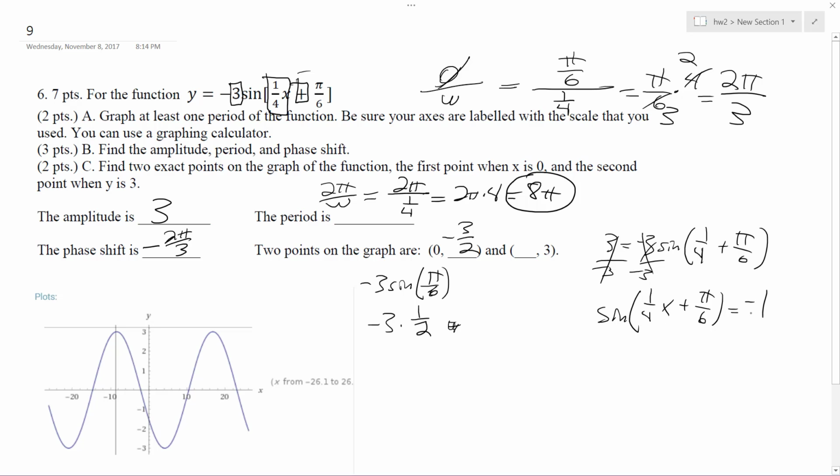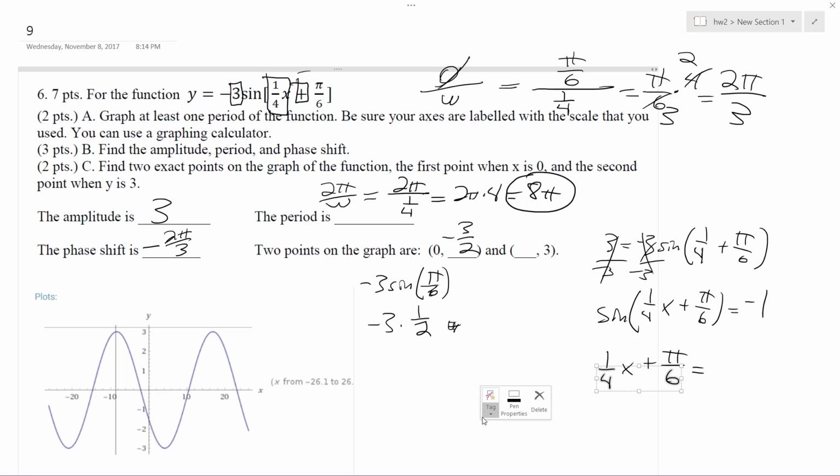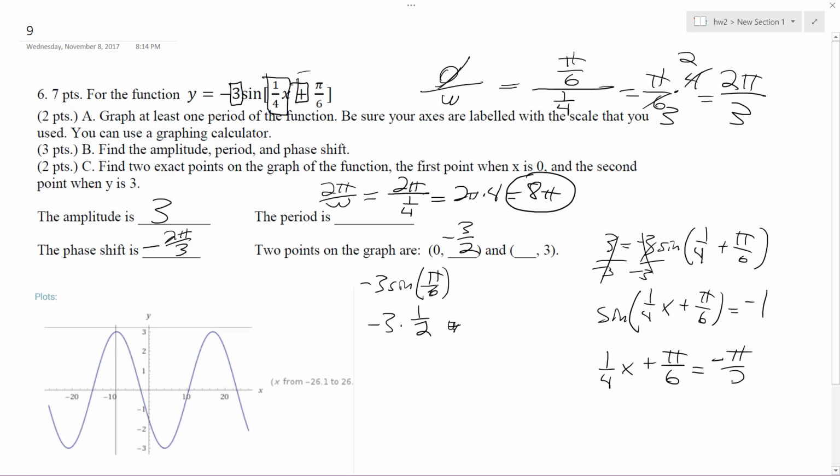Take the arc sine. So you get 1/4 x plus pi over 6 is equal to, what's the arc sine of negative 1? That makes sense. It's equal to negative pi over 2. Guess you can pick that. Subtract pi over 6.